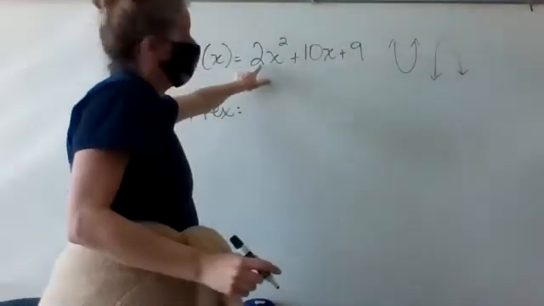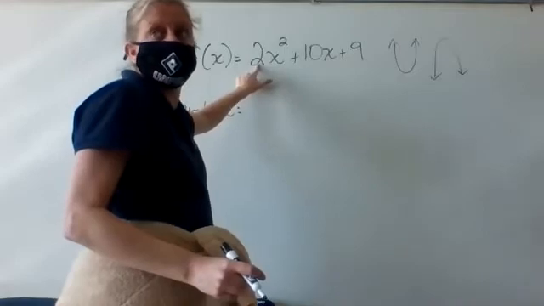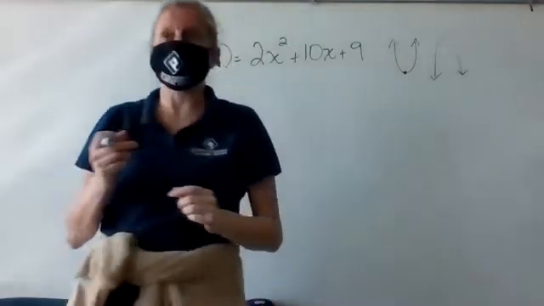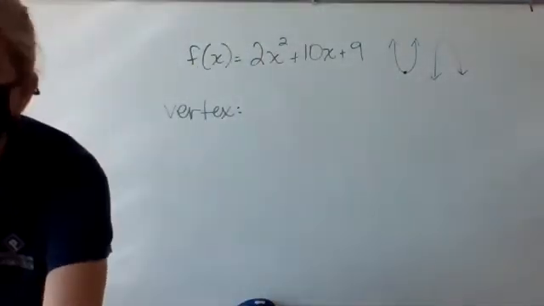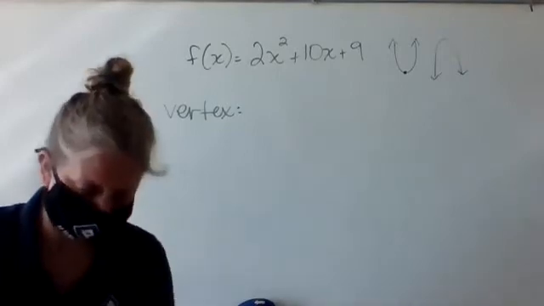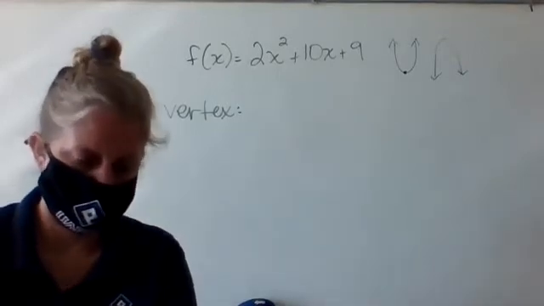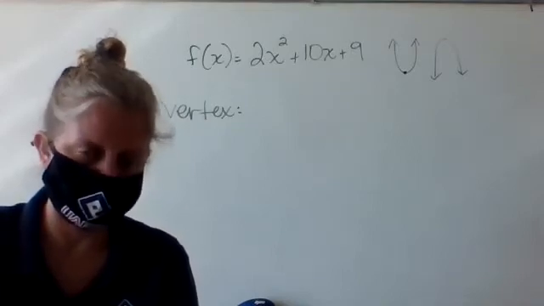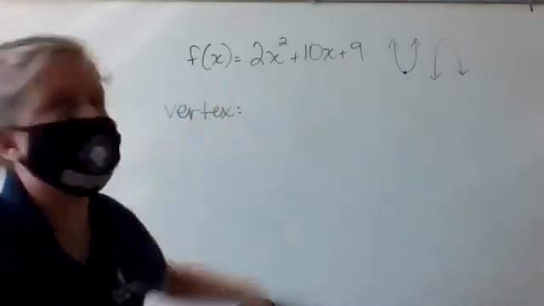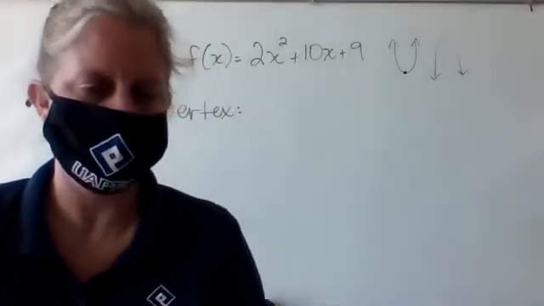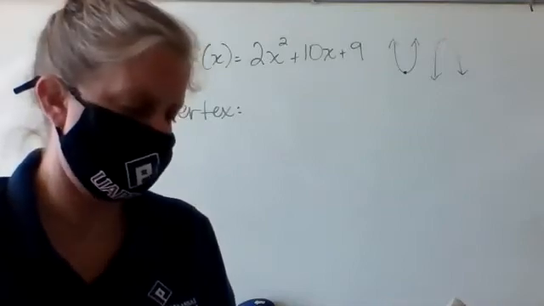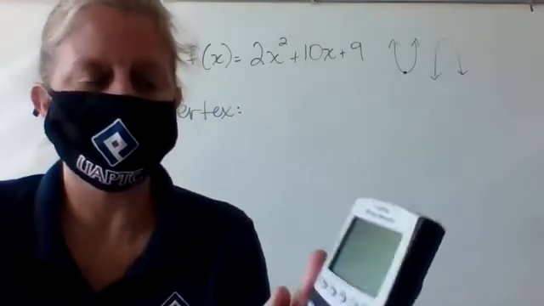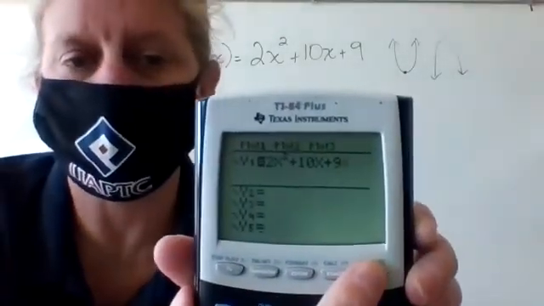Where am I looking for that? Right here, right? If there's a negative, that would flip it upside down. So this one's vertex is going to be at the bottom of it, which means it's going to have a minimum. So now go to your y equals. Clear out whatever's in there. Type in this function, so put in 2x squared plus 10x plus 9.